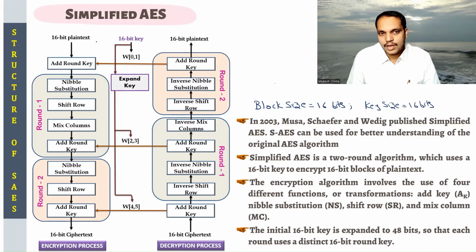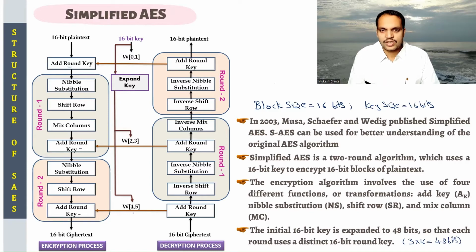Another thing is that the initial 16-bit key that we select will be expanded so that I get two other keys, again 16 bits in size, to use during the add round key operations. In the encryption procedure, there is one add round key function here, a second add round key function here, and a third one. So in total, I will require 3 keys, each of 16 bits, so a total of 48 bits. We'll see how the key expansion works.